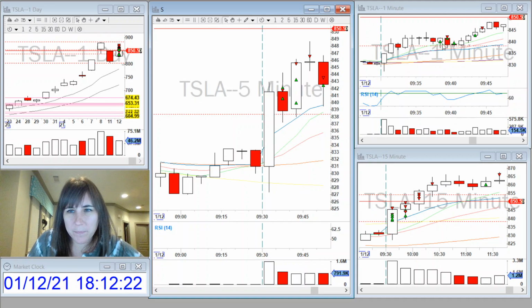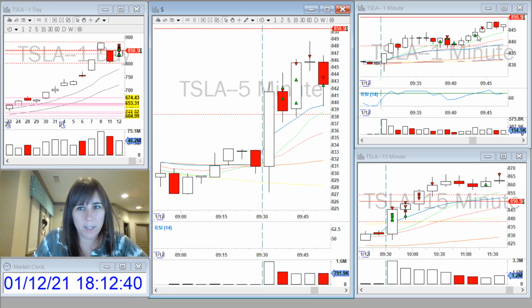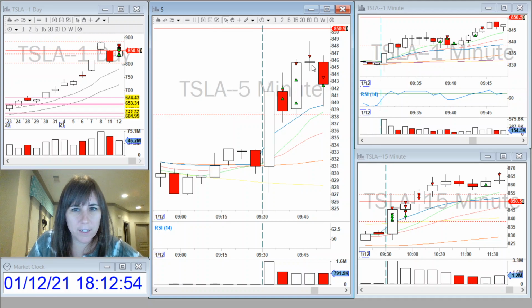So then I entered again right here, as you can see. When it came down and tested yesterday's high again, I entered a small position starter. And then when it broke, it made a new 5-minute high, I added and took a few partials. And then I really didn't like this doji candle on the 5-minute. So when it made a new low, I ended up selling the rest of my position.